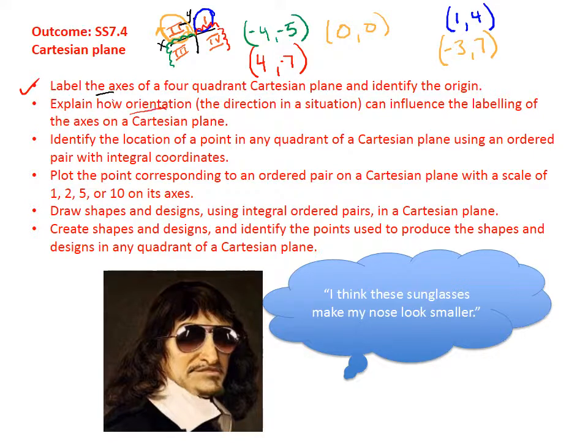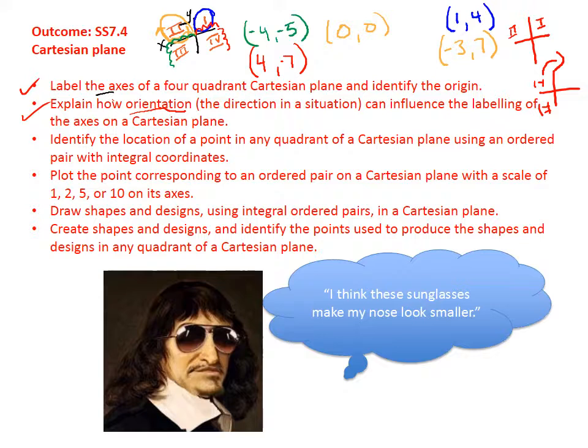Obviously, the orientation, how you turn your plane, is going to influence the labeling, so you always need to make sure that you have it with quadrant 1 up at the top. If I turned it and had quadrant 1 over here and quadrant 2 here, you would need to reorient it so that it's proper for you.